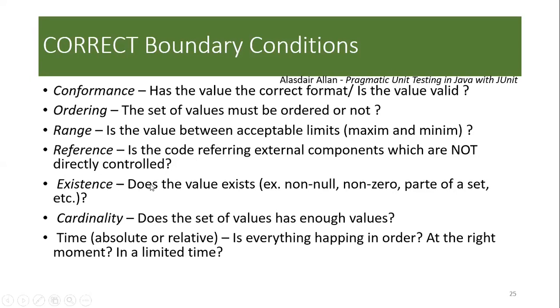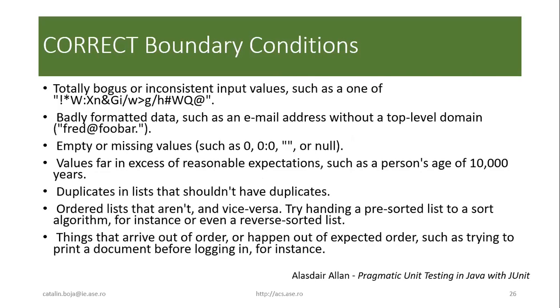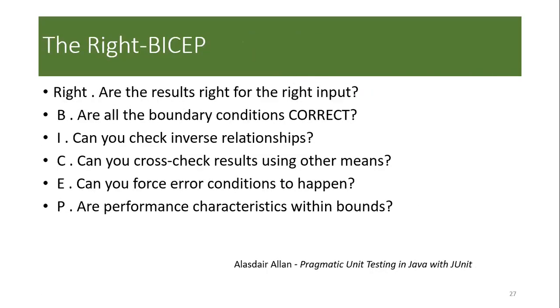Existence, once again, is not the case because we don't get a reference. The value exists because they can't call our method setAge without actually giving us an integer. Cardinality doesn't make sense, and neither does time. The performance of setting the age is not a criterion that we should test because that should be fast. You don't need to do very complex operations, so generally you will not have performance limits for setAge. And if we switch to Right-BICEP, once again, it's already covered by conformance.